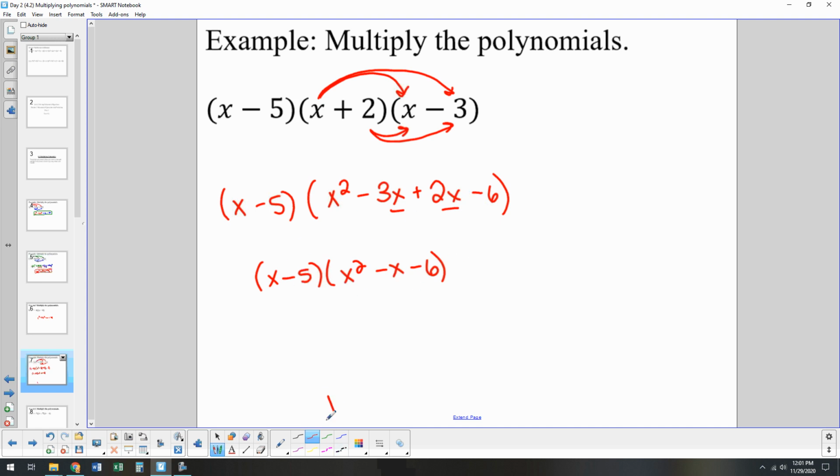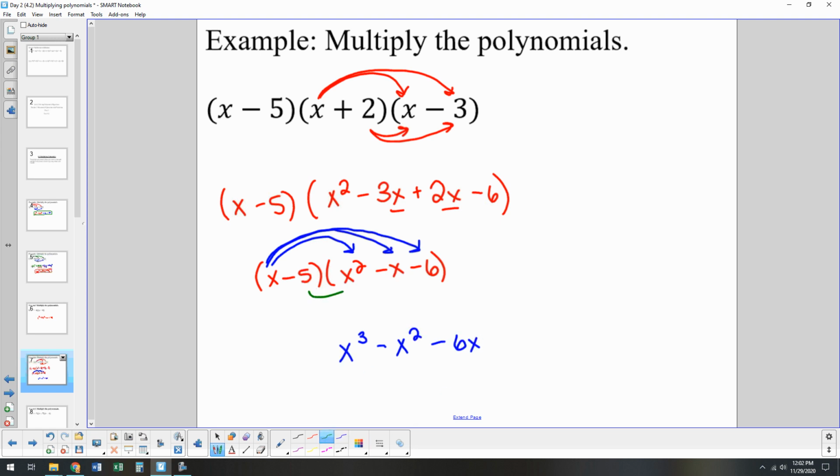So we're going to take the x and distribute it to all 3 parts first. So x times x squared is x to the third. X times negative x is negative x squared. And x times negative 6 is negative 6x.